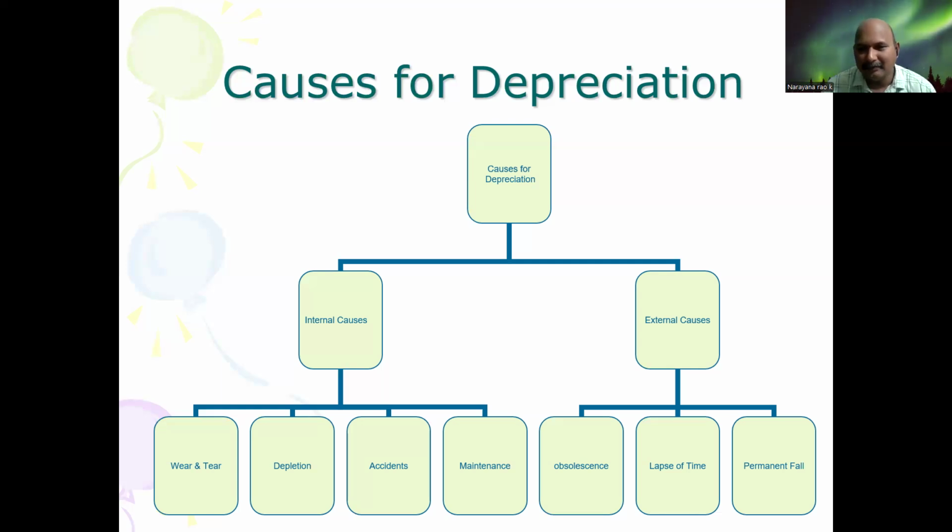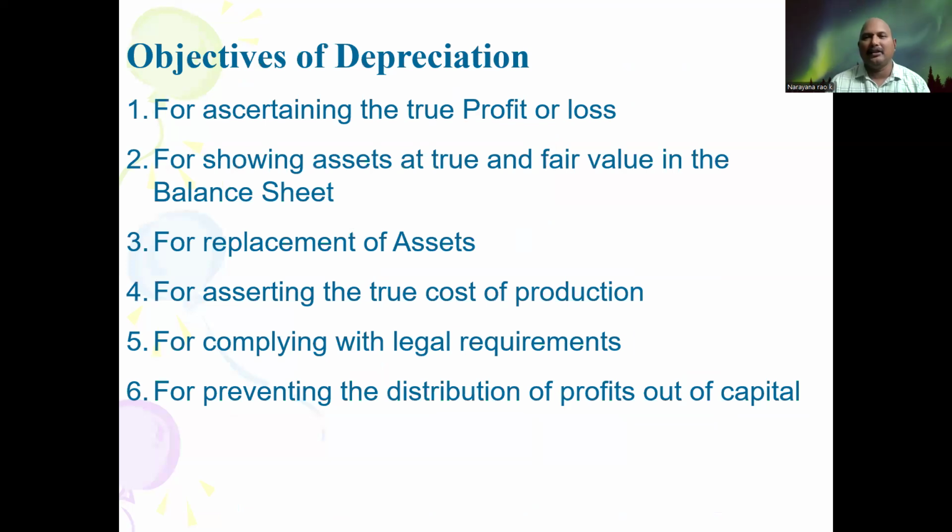Obsolescence, lapse of time, permanent fall. Obsolescence means after a certain period of usage, you can't use the asset; it is not working properly. This may be a cause. Lapse of time means every asset has some period of work. After 5 years or 10 years, after the lifetime of the asset, it is not working. That is lapse of time. Permanent fall is the reduction in the value.